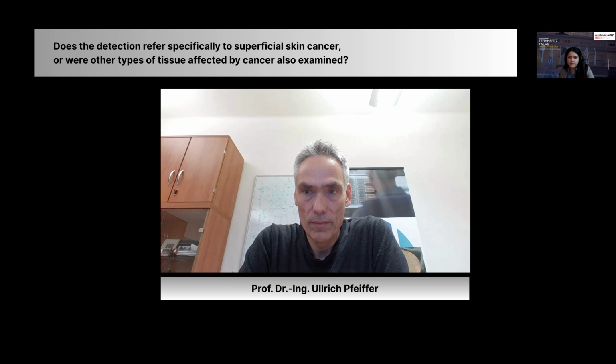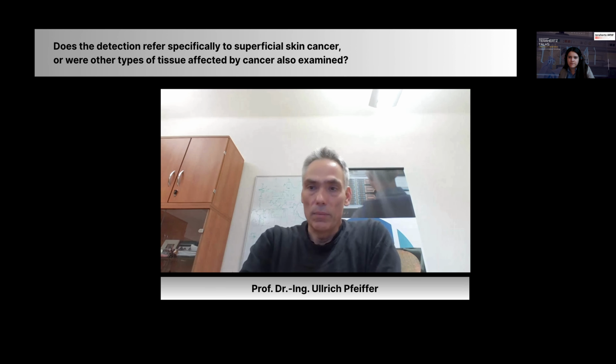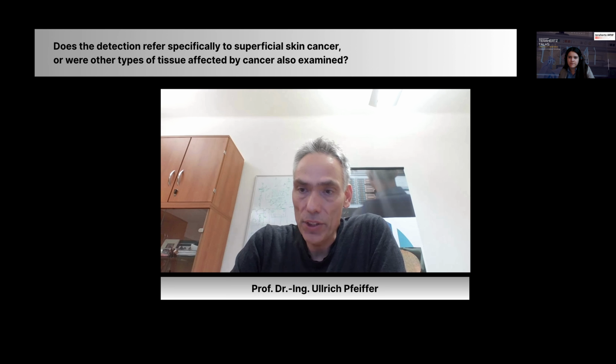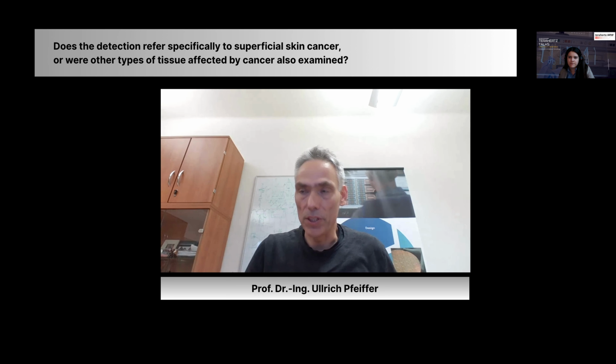So we just received a question on our email, and that goes also to Professor Pfeiffer. Does the detection refer specifically to superficial skin cancer, or were other types of tissue also affected by cancer examined? Well, at the moment, we are looking into tumor margin identification because that allows us to measure the contrast between healthy tissue and cancerous tissue in one sensor image.